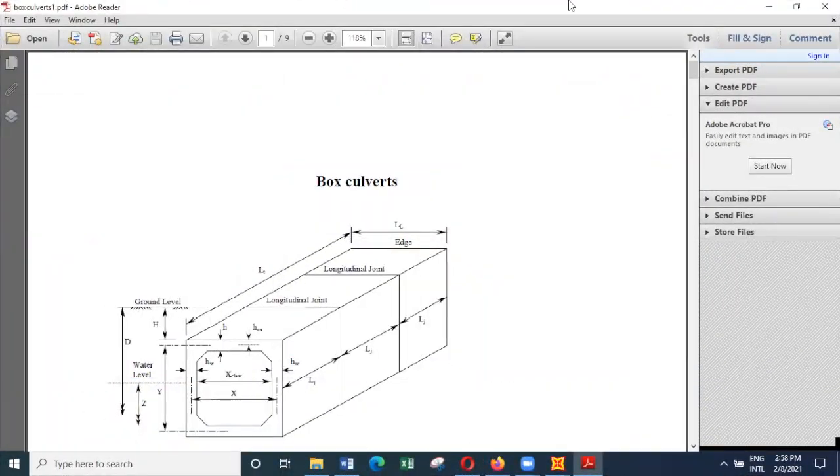Now we'll start a new section, and that is on box culverts.